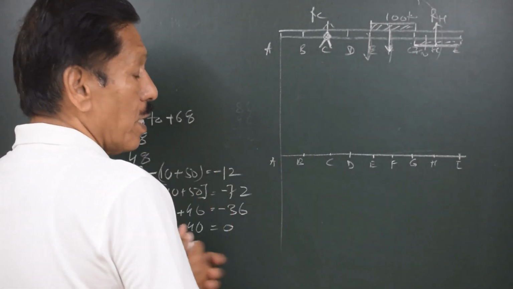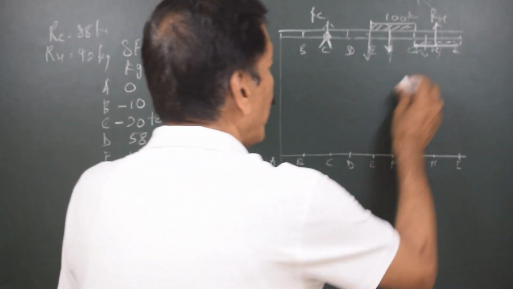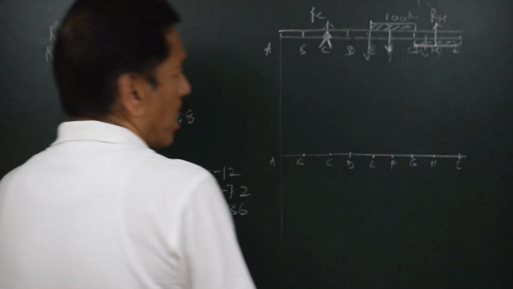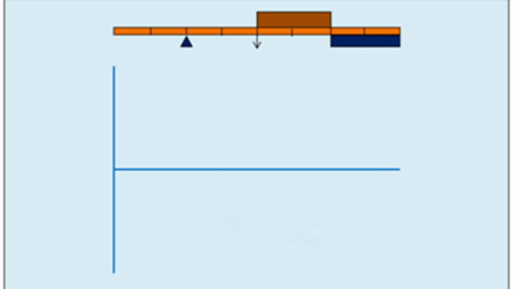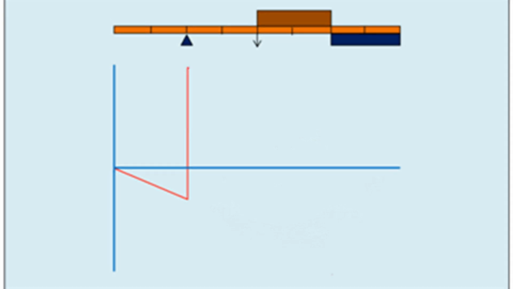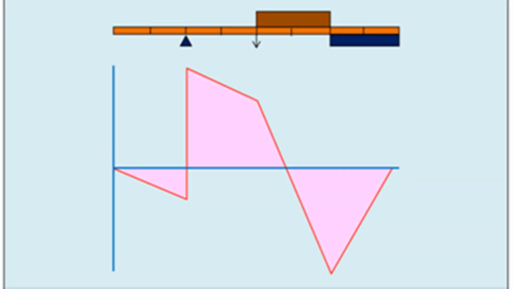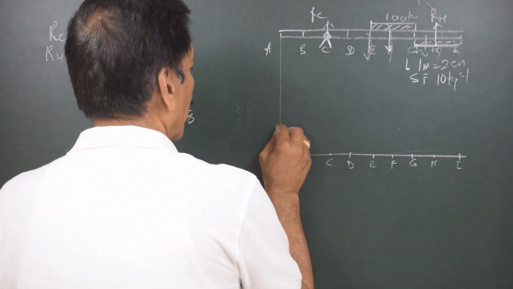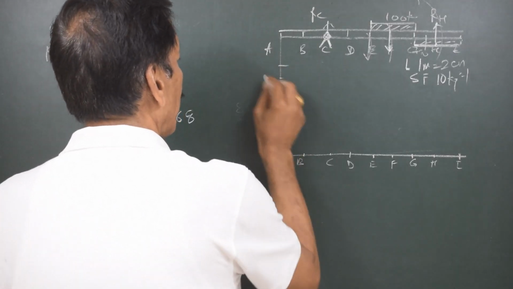The shape has to be same, but the dimensions might be different. So just for making it more clear, you may say that the scale of length is 1 meter is equal to 2 centimeter, and the scale of SF, you can say 10 kg is equal to 1 centimeter. So 10 kg is equal to 1 centimeter, so 10, 20, 30, 40, 50, 60, 70.